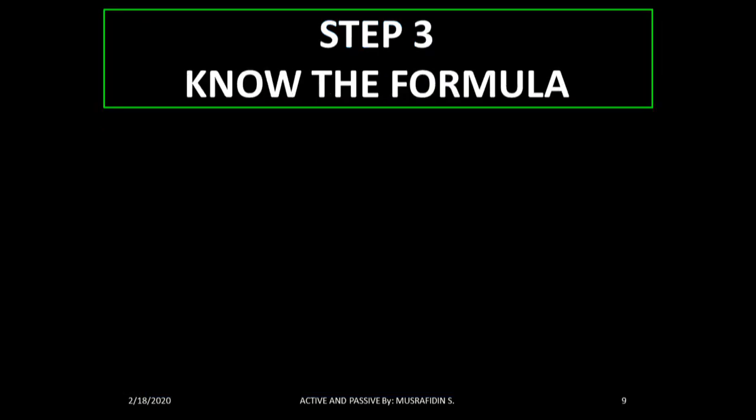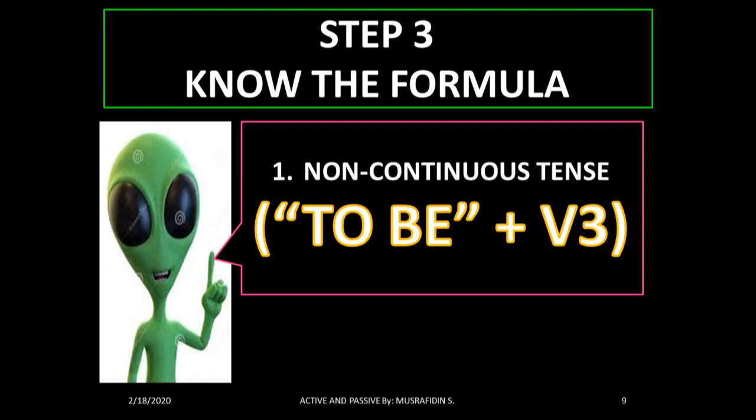And this is the third step. We have to know the formula for all non-continuous tense. As it was shown in the previous video, the formula is to be verb 3. Then it is easy now, because we are able to convert all the non-continuous tense into passive.